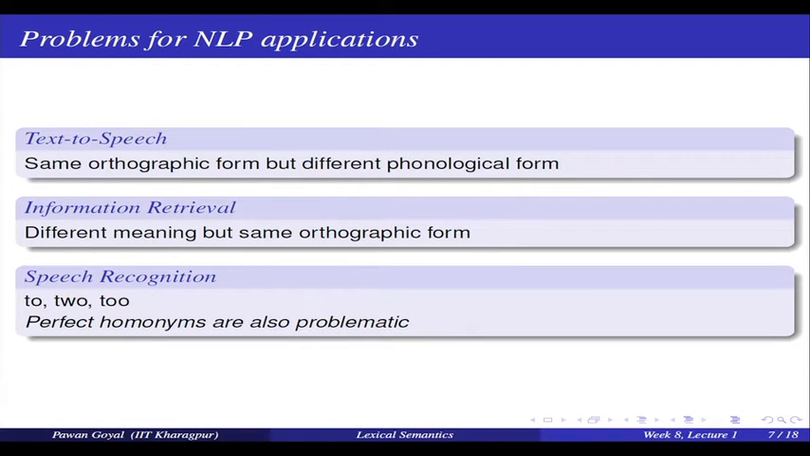It might be a problem for speech recognition also. For example, the perfect homophones, where you have the same phonological form but a different way of writing it. Suppose you are speaking "to", it may not be clear which of the three words should be the correct interpretation, whether it is to, too, or two. So these are also problematic for speech recognition. These are some of the problems they create.